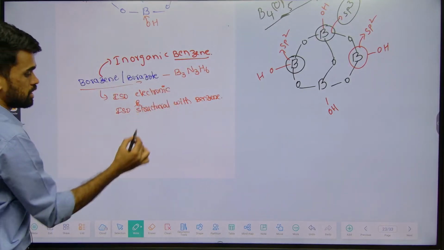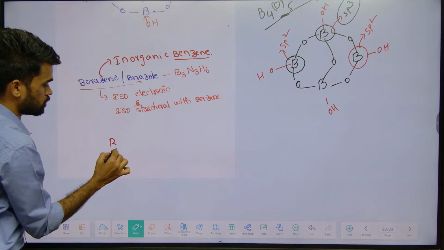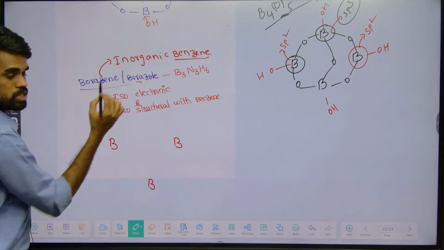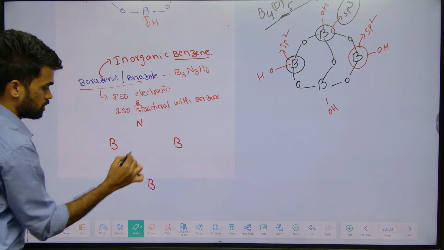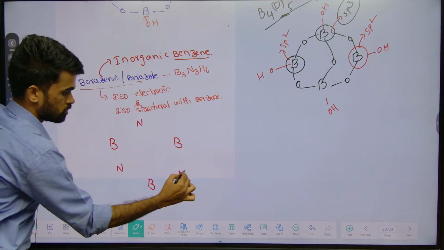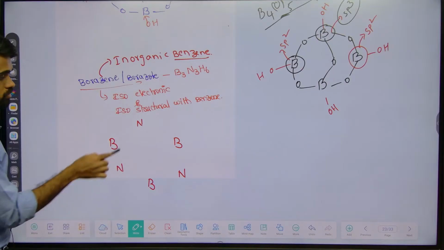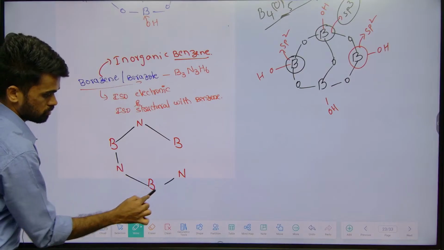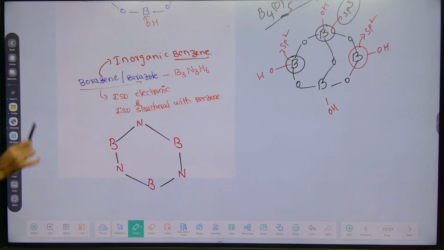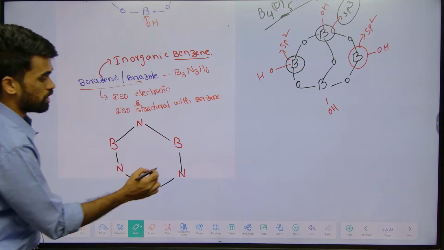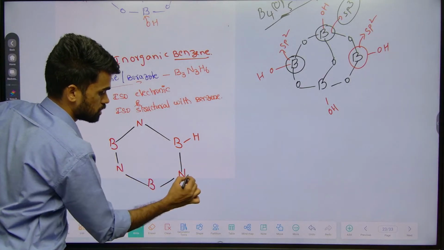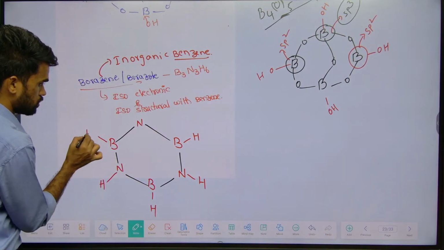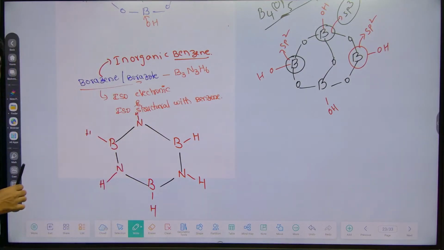How many borons are there in borazine? 3. So put those 3 borons like this. How many nitrogens? 1, 2, 3. Connect them. Like this. How many hydrogens are there? Give 1 hydrogen for all the elements. Done up to here? Okay.